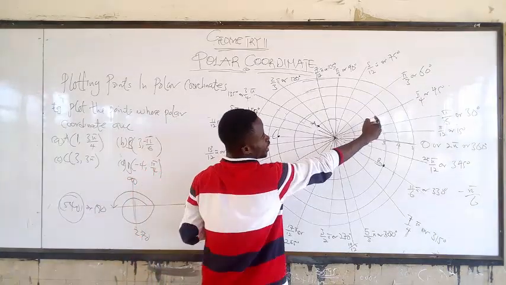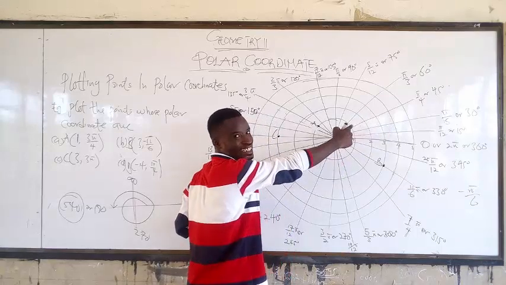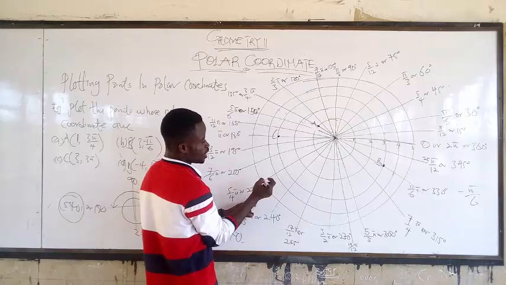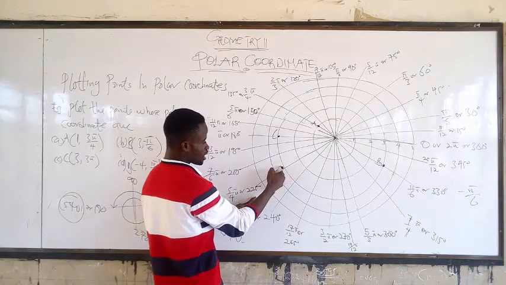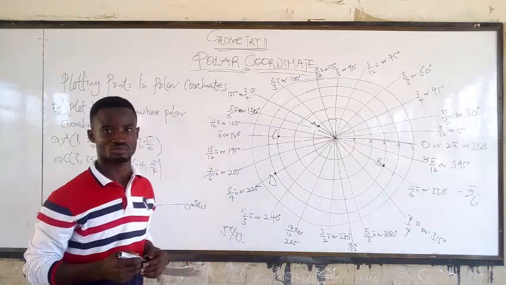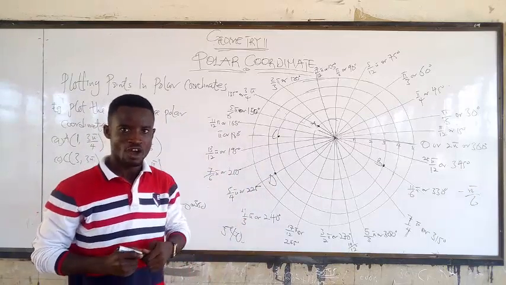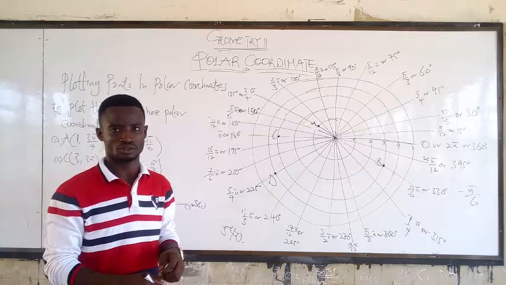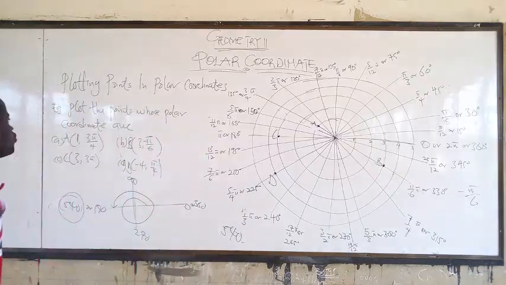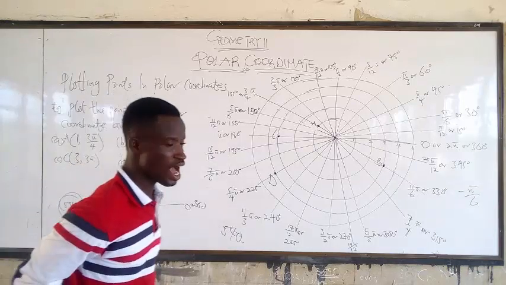So if it's negative 4, you cannot let the point be here, but you trace the reflection. That means the point will be 1, 2, 3, 4. So the point will be here. So that will be D. I hope you are getting me right. From your graph, you will see it well. Alright? Good. So that's how we do plotting of polar coordinates.